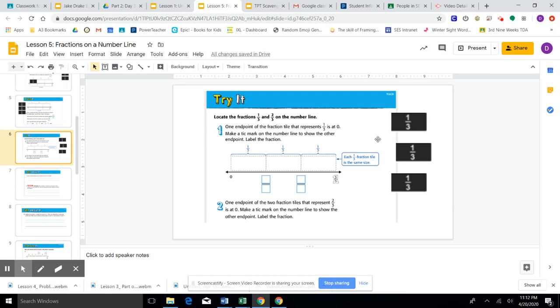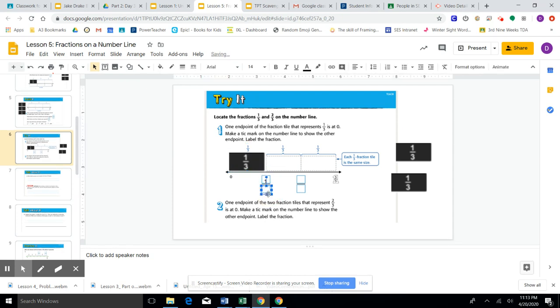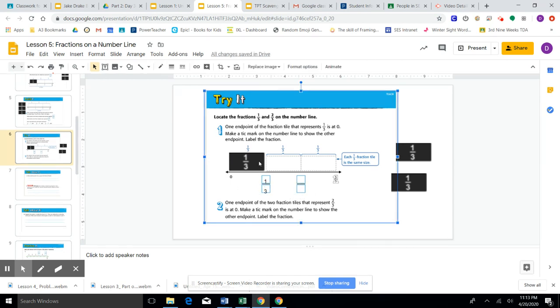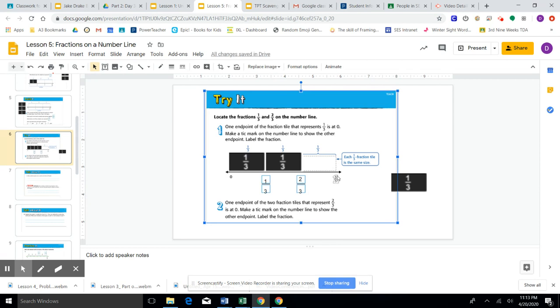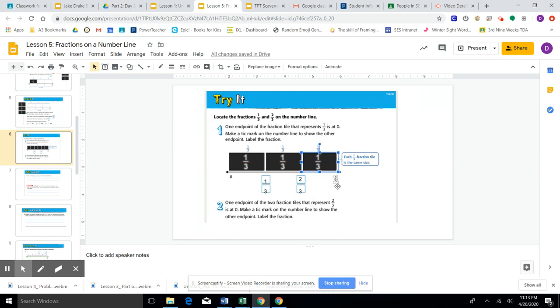Label the fractions. So if I put my 1/3 in here, that means this point would be 1/3. So I want you to figure out, what do you think this one is? If I put my 1/3 right there, that first point is 1/3. Put my second fraction tile down, this one would be 2/3. And then my end is 3/3. I have a whole. When my number on the top and number on the bottom are the same, that equals 1 whole.